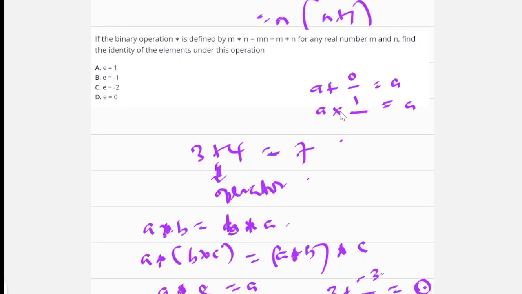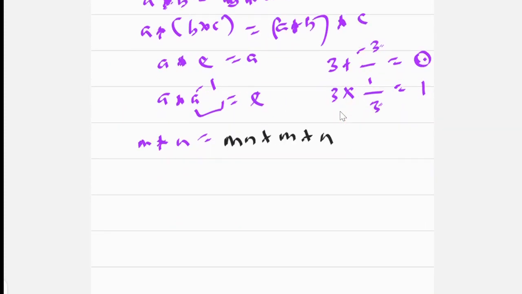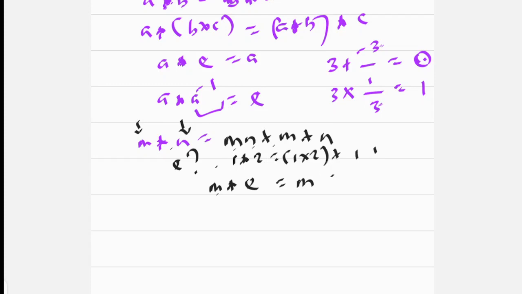Then you have to find the identity element under this operation. Don't forget the properties of identity. We have to find E. For the identity element, when you operate an identity element with an element, you are going to have that element back. So what this rule is saying is that when you have m star n, you multiply m, the first term, and n, the second term, together, plus the first term plus the second term. So if I have 1 star 2, it will be 1 times 2 plus 1 plus 2.